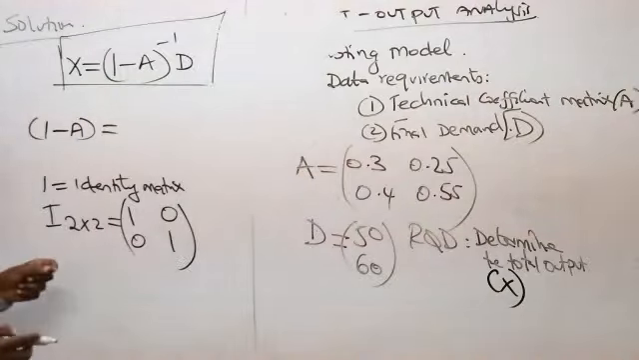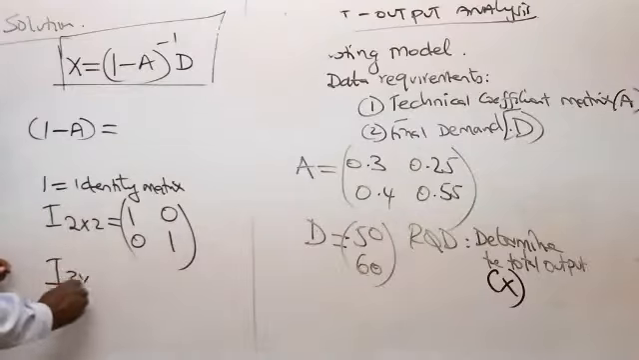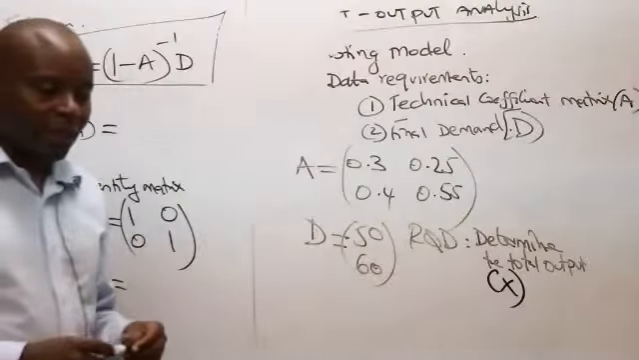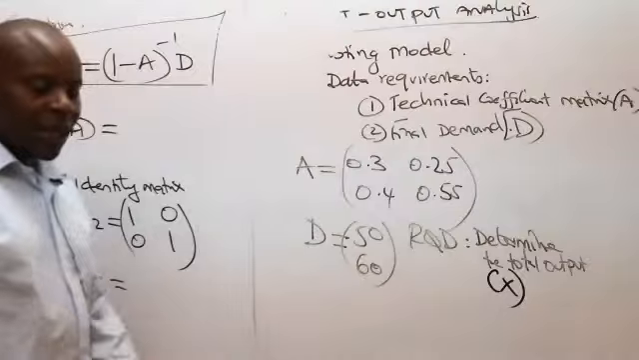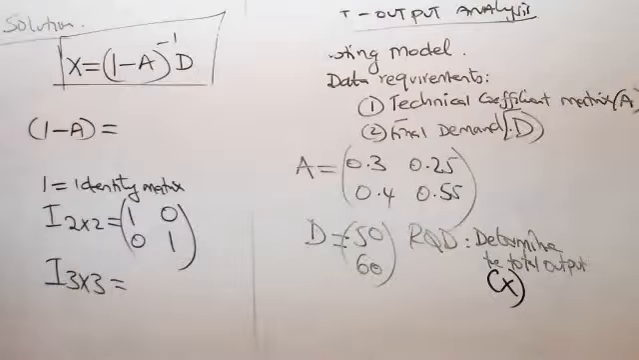Is there anybody who can write for me, before I proceed with this, the identity which is a 3 by 3? Great.